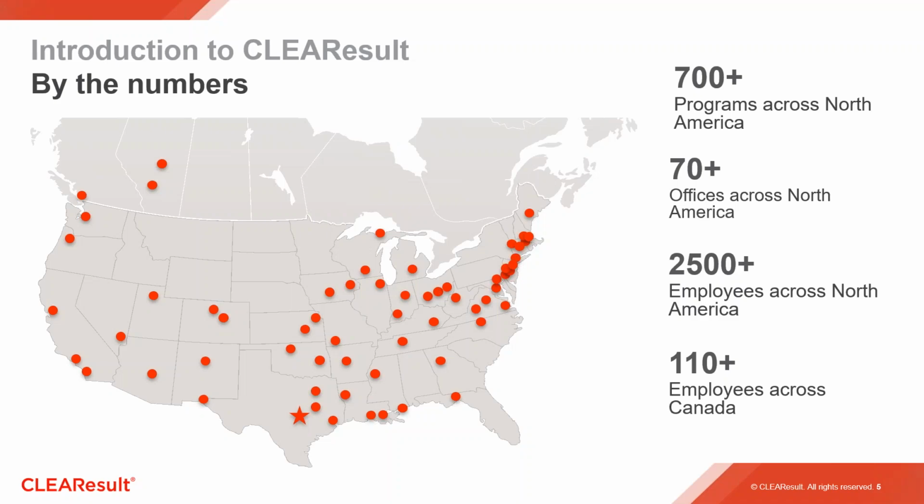As Sharon mentioned, I work for Clear Result in downtown Toronto. Clear Result is a provider of energy efficiency services, running more than 700 programs across North America and employing more than 2,500 people across 70 offices. We have 110 employees in Canada.